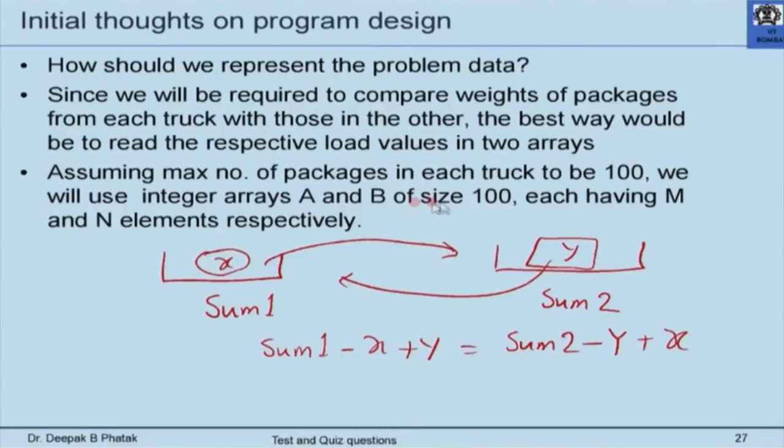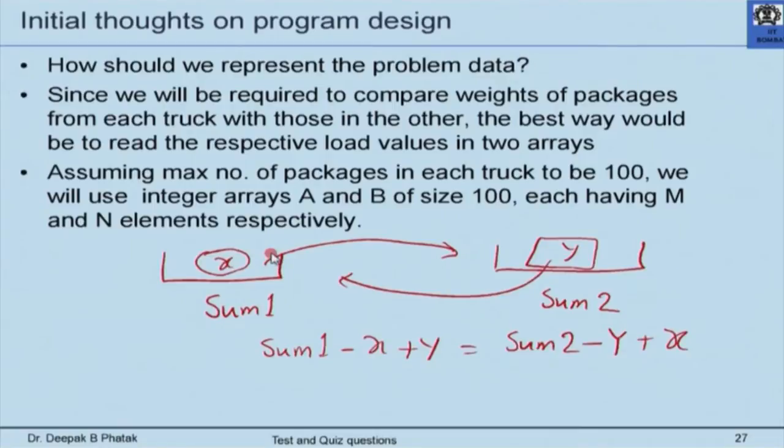Since we are talking about trucks and packages, probably 100 is a good number, but this choice is as good as any. We will use integer arrays A and B because we have been given that the weights are integer and each has M and N elements respectively. So far the program design has taken care of representing the data.